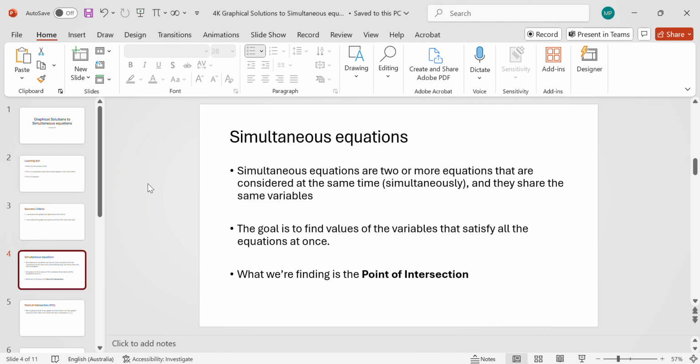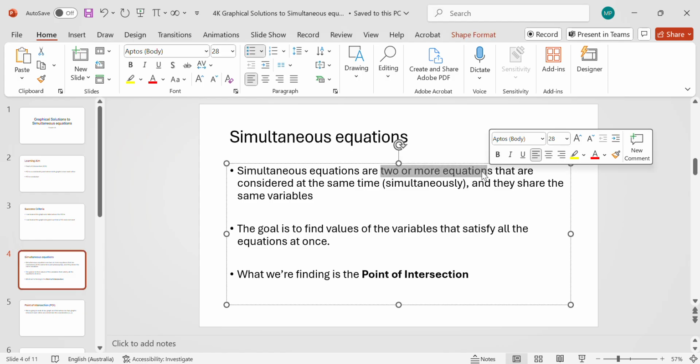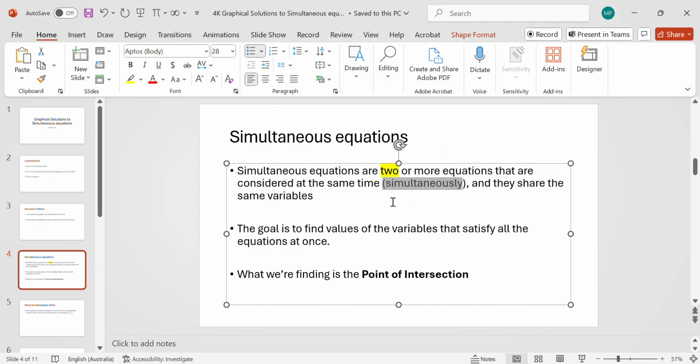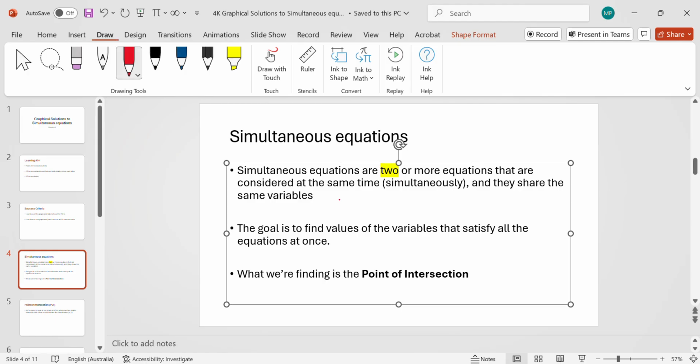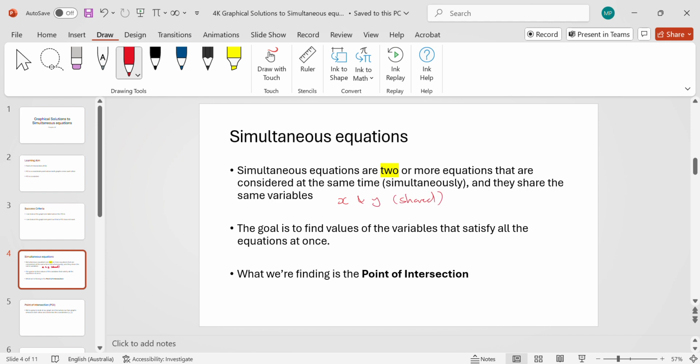Okay. So what are simultaneous equations? Simultaneous equations are where you have two or more equations. Right now you're only going to be dealing with two. Two is the main one that I'm focusing on here. They are all graphed at the same time, aka simultaneously, and they share the same variables. So in this case, they share x and y. So it's been shared between them. The goal is to find values of the variables that satisfy all equations at once.